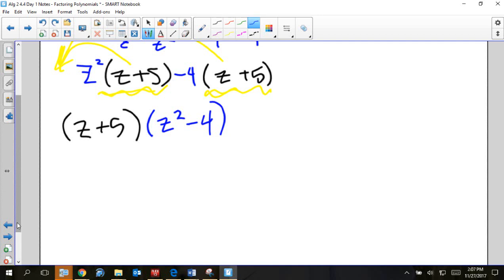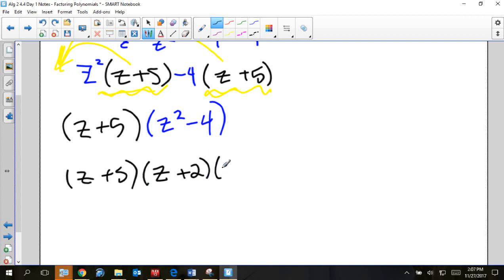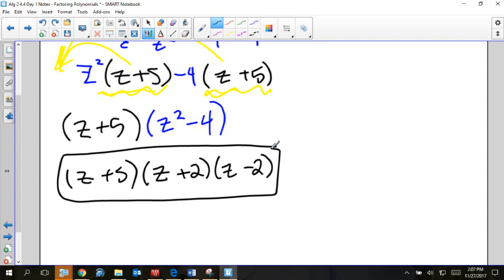So is this a difference of squares? Are we subtracting 2 perfect squares? Is it subtraction? Is it perfect squares? Will they square root? Yes. So now we have, this one just comes down, z plus 5. And z squared minus 4 becomes z plus 2 and z minus 2. And I know that z plus 2 and z minus 2 will not factor further because z is to the first power.